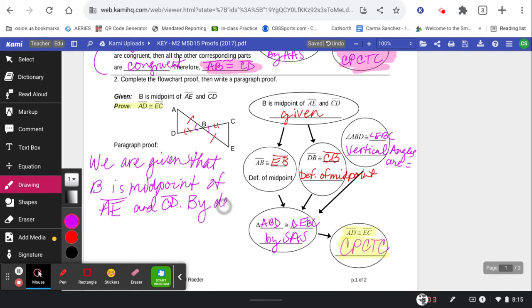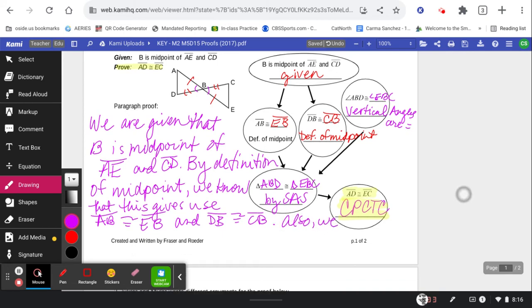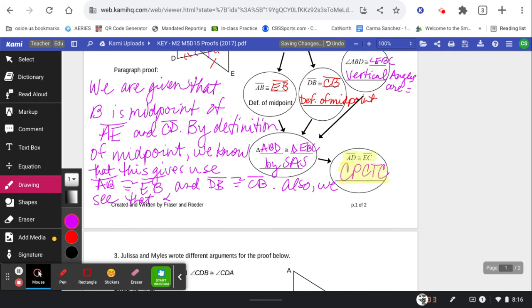By definition of midpoint, we know that this gives us AB is congruent to EB, and DB is congruent to CB. That's by definition of midpoint. Also, we see that angle ABD is congruent to angle EBC by vertical angle theorem.